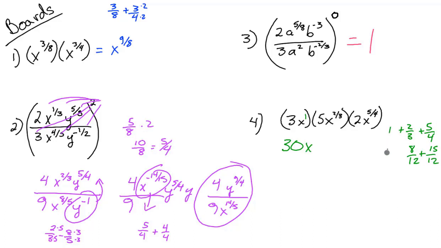And then this would be 12/12. Alrighty, common denominators there. So 12 plus 8 is 20, plus 15 is 35/12. So it's x to the 35/12. Whew, that's good. Okay, let's look at the second part of it.